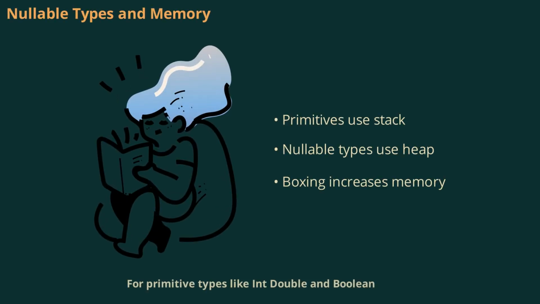For primitive types like Int, Double, and Boolean, Kotlin uses JVM primitives to save memory and improve performance. When a primitive type is made nullable, Kotlin boxes it, wrapping the primitive in an object form. This allows it to represent both the value and null, but consumes more memory. Nullable types are typically stored on the heap, requiring additional metadata to indicate their nullability.